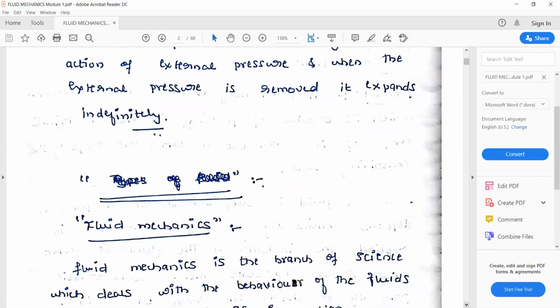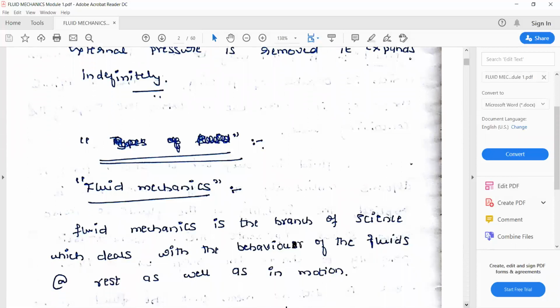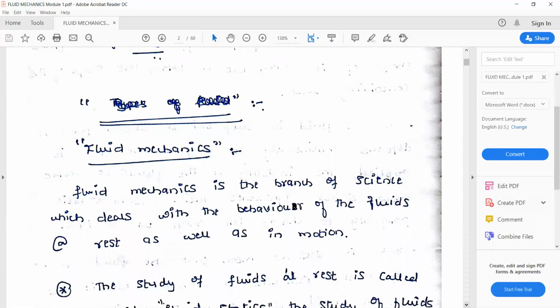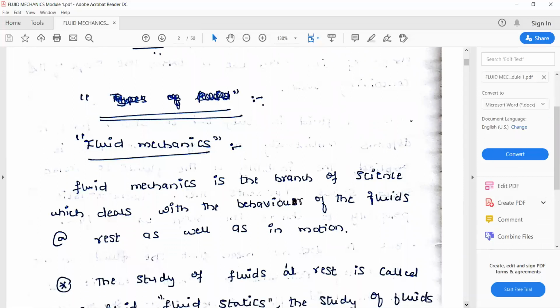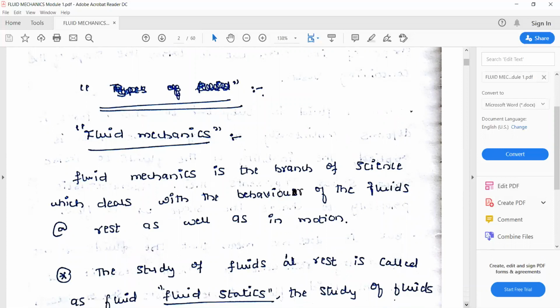Gases are compressible in nature. Then, if you come to the definition of fluid mechanics, what are you going to study? Fluid mechanics is a branch of science which deals with the behavior of the fluids at rest as well as in motion.